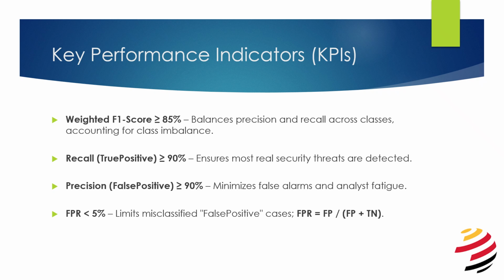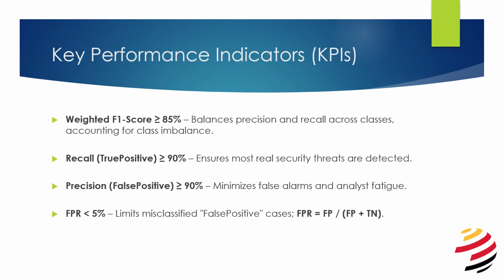Third, precision for the false positive class needed to exceed 90%. High precision in this category helps ensure that flagged alerts are truly relevant, which is essential for reducing analyst fatigue caused by unnecessary investigations. Finally, the false positive rate, or FPR, was required to stay below 5%.